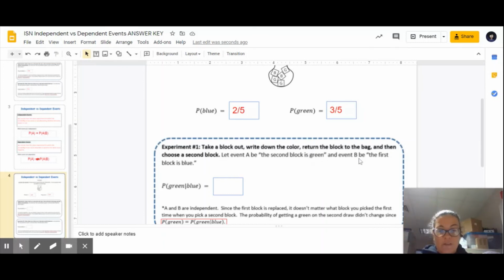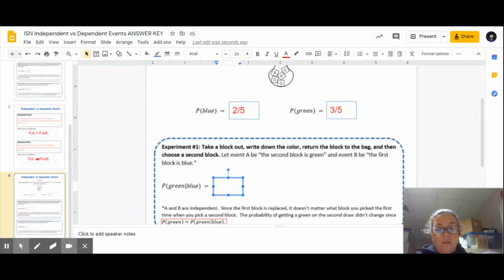It says return it to the bag. There's still 5 in the bag, still 3 green ones, still 2 blue ones. The probability of getting a green at that point is still 3 out of 5. We put the block back in the bag, so it didn't change. So notice this probability is the same as getting a green in general. Nothing changed. These 2 events are independent.